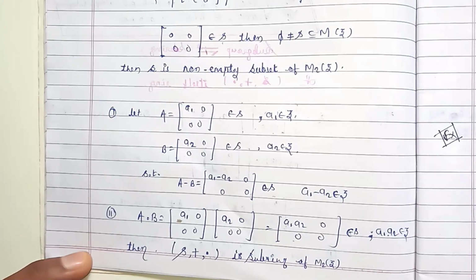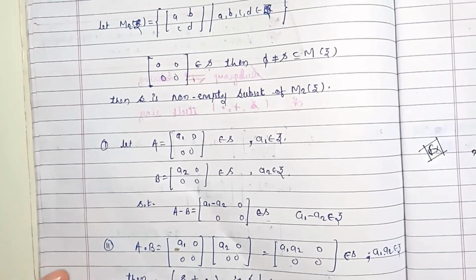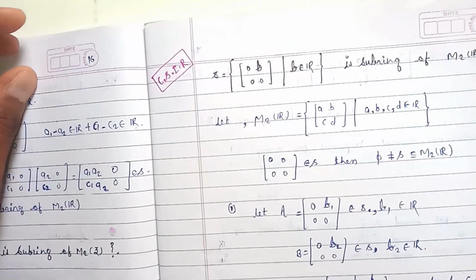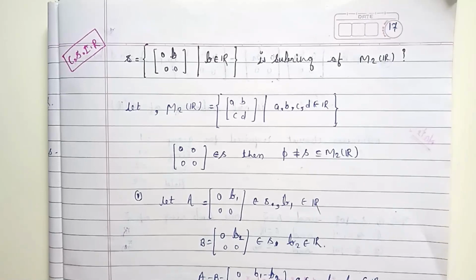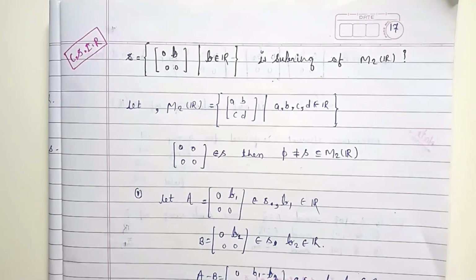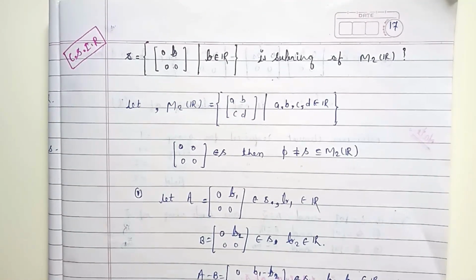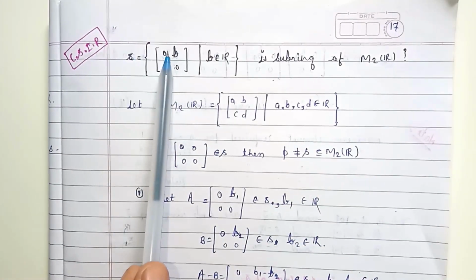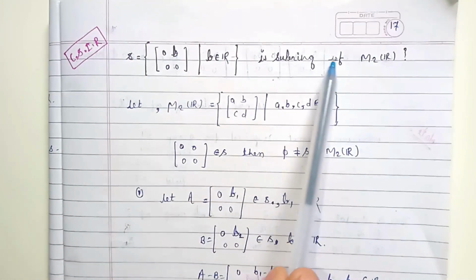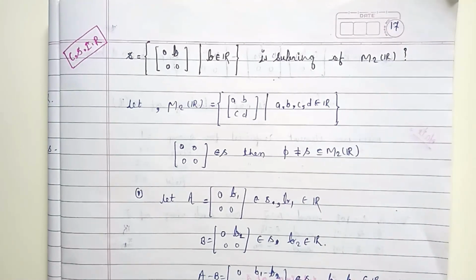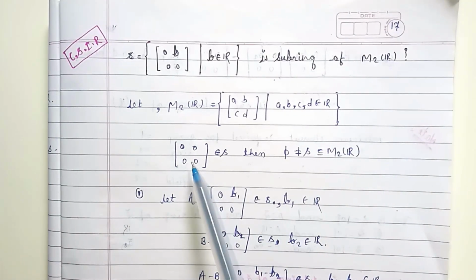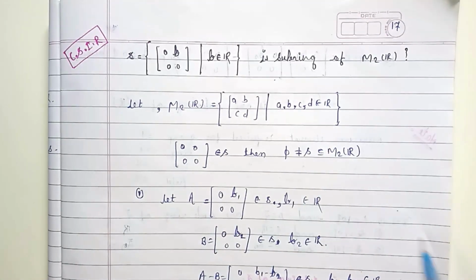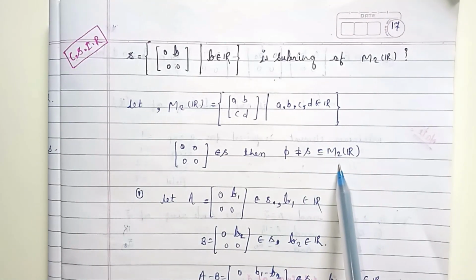Now let us see one more question, which is from the CSIR NET question paper. This question was asked in a previous year CSIR NET question paper, and we have to figure out whether this is a subring or not under M2Z. So S equal to the matrices 0, B, 0, 0 where B belongs to R, is it a subring of M2Z or not? We know that we always have a non-empty element in S. 0, 0, 0, 0 is from S, which is a non-empty subset of M2R.